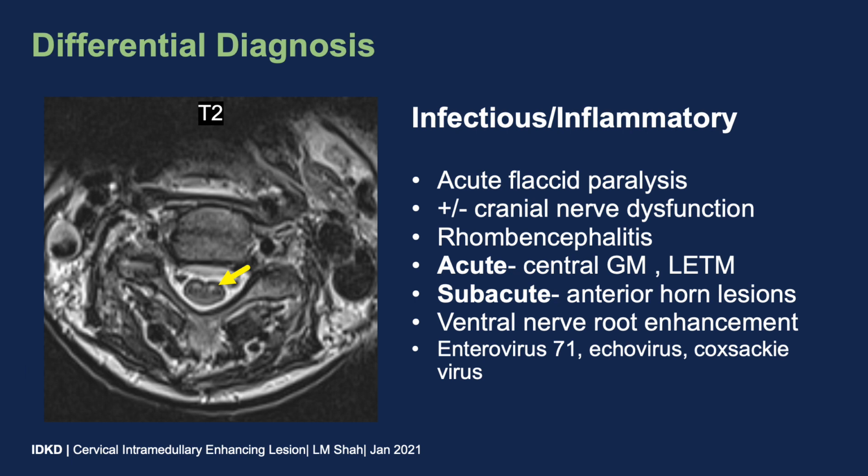Our next differential consideration is an infectious or inflammatory process. This patient presented with acute flaccid paralysis after a viral illness. These patients may have cranial nerve dysfunction or rhombencephalitis. Acutely on imaging, there is gray matter involvement over multiple vertebral lengths. Subacutely, the imaging pattern is more distinct for involvement of the anterior horns. There may be ventral root enhancement. This entity of acute flaccid paralysis is often seen after viral infections with enteroviruses.